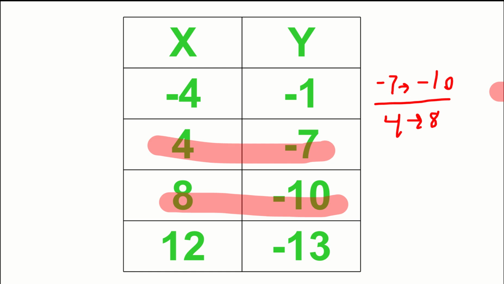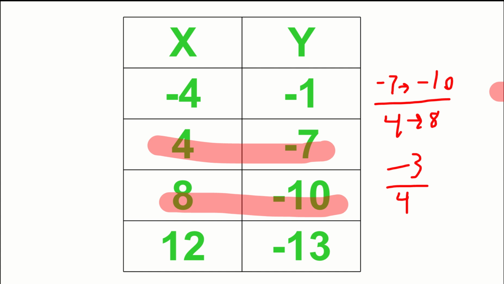-7 to -10 is a decrease. It's a decrease of 3, so we make that a -3. 4 to 8 is an increase of 4. That's a positive. We got one negative, one positive. Whole thing's negative, so that's a -3/4.